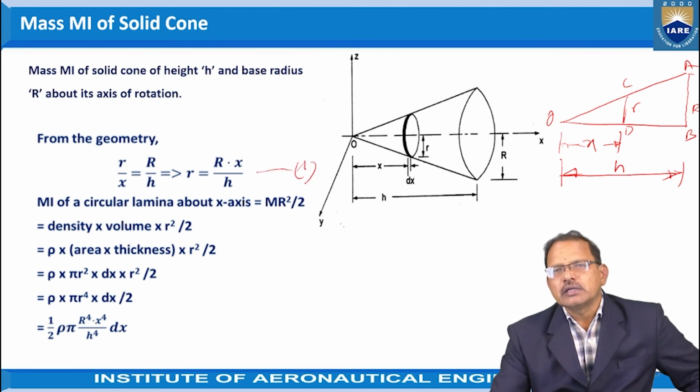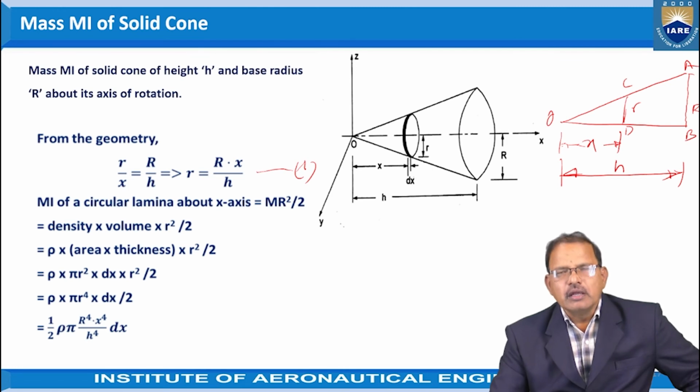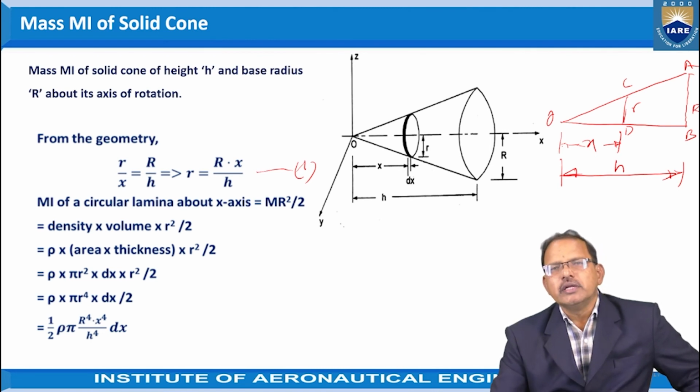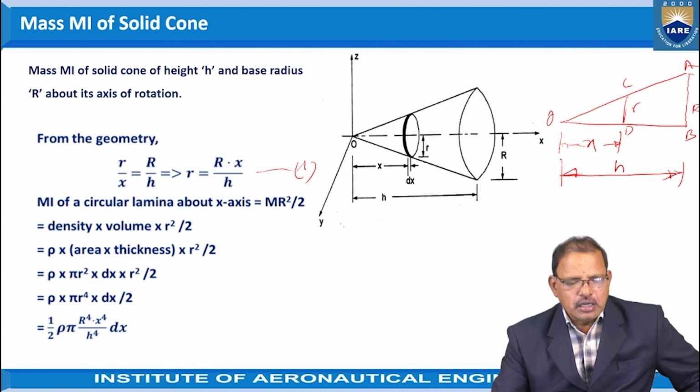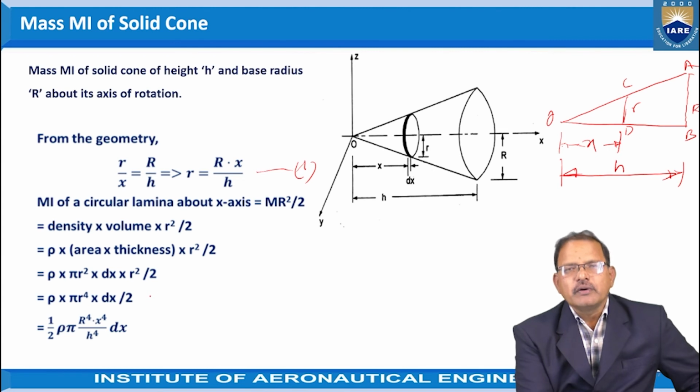The moment of inertia of a circular lamina about the x-axis is given by mr square by 2, where m stands for the mass of the element, which is equal to density multiplied by the volume. Here rho is the density, and volume is equal to area multiplied by the thickness. Area is equal to pi r square, and thickness is dx. So times r square by 2, it is equal to rho into pi r to the power of 4 into dx by 2.